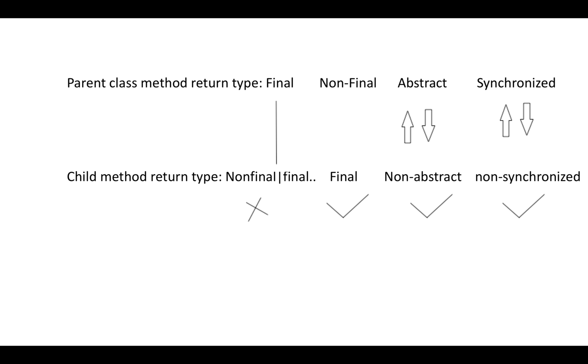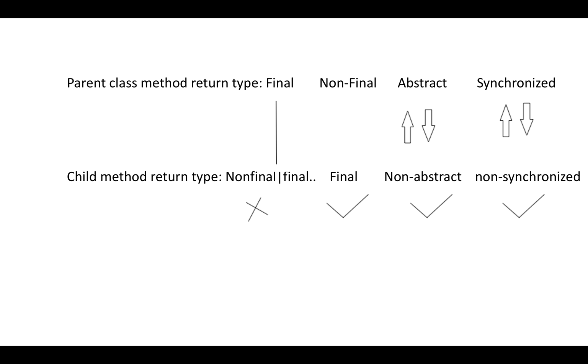Then there is abstract. Whenever we define an abstract method in a parent class and we extend it in a child class, we have to give the implementation of that method. But if you don't want to give the implementation, then in the child class you simply write the abstract method, and if you do, that class by default is going to be called an abstract class. So these are the modifiers.